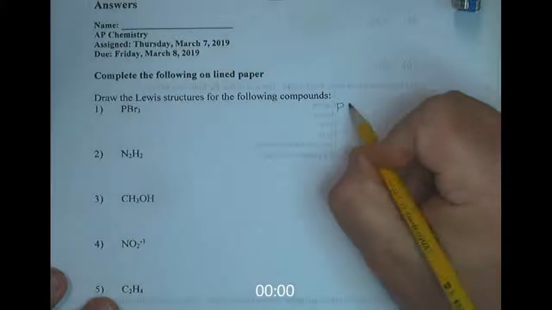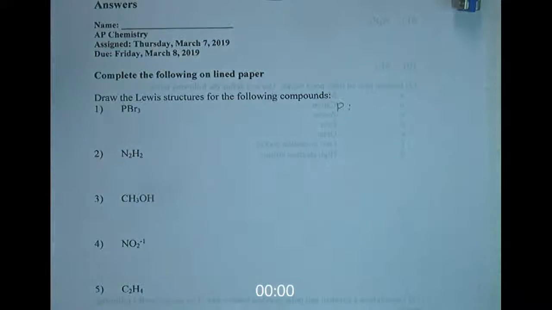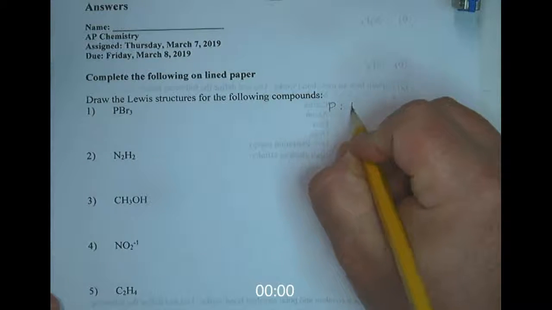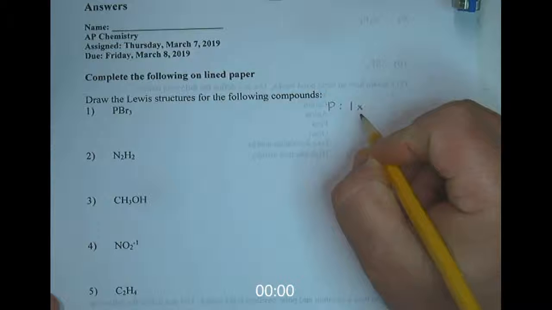Okay, so for phosphorus tribromide, we have 1 atom of phosphorus.